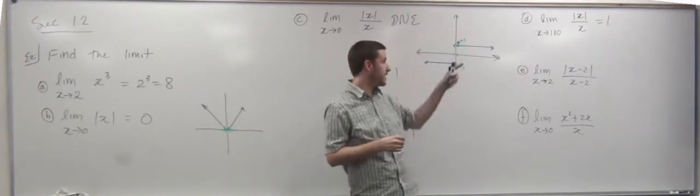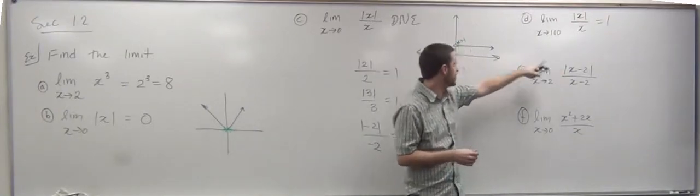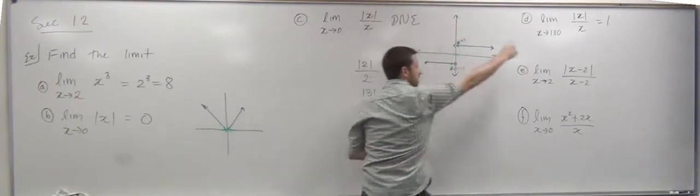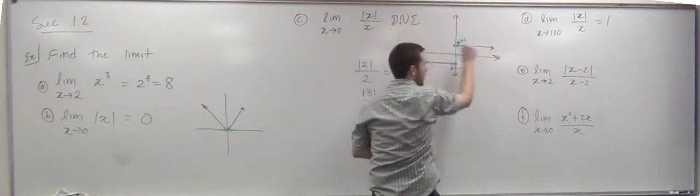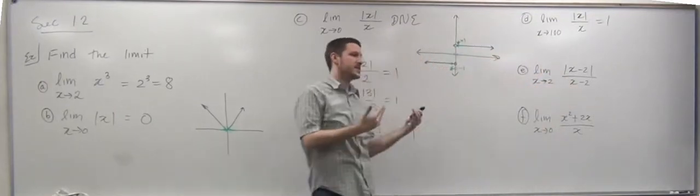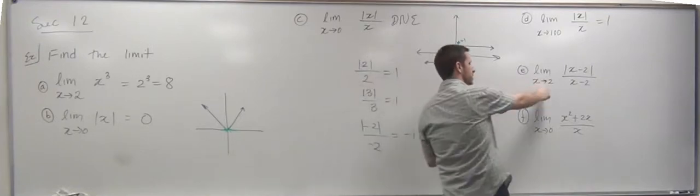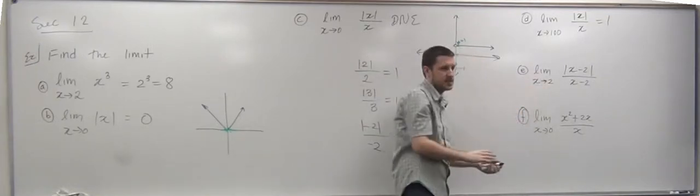They approach different numbers. Now, this guy is a problem because he's essentially this again. I've just taken this x and replaced it with x minus 2. It's the same exact graph, just shifted 2 to the right. So the limit as you go to 2 is not going to exist again.